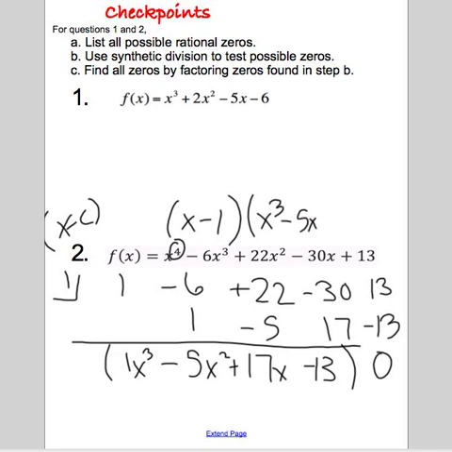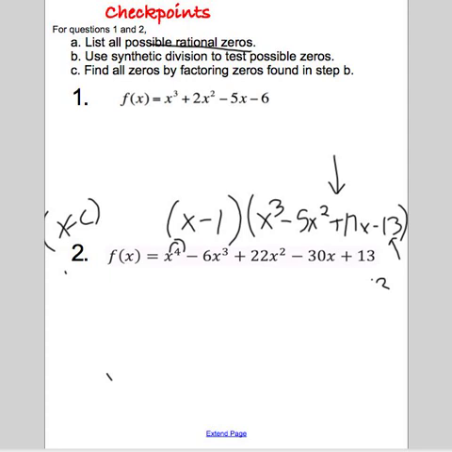It never hurts to think through your possible factors again, just like you did in step A. So step A was to list the possible rational zeros. Well, if I look just at this polynomial, the only possible rational zeros, once again, are positive or negative 13 and positive or negative 1 because of that 13. So I'm going to test something easy again, like negative 1 or 1, because those definitely have to occur.